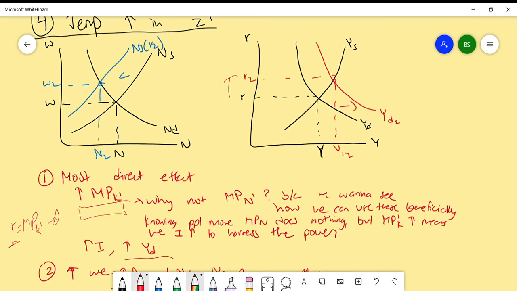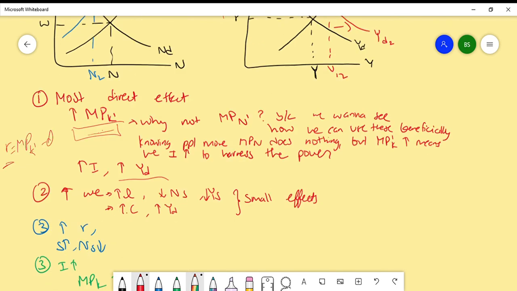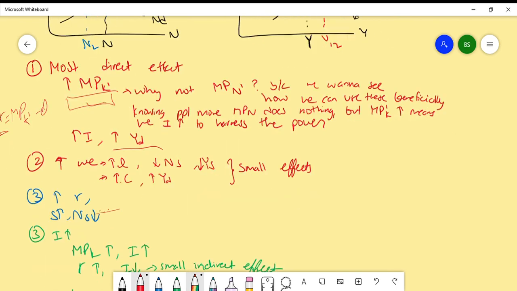So another thing is, why are we saying that MPK is increasing? Why not MPN? Because MPN would also increase, right? The thing is, yeah, MPN will also increase, but we want to see how we can use these to our benefit. Would this affect anything? Our major thing is just that we're going to be hiring more people.